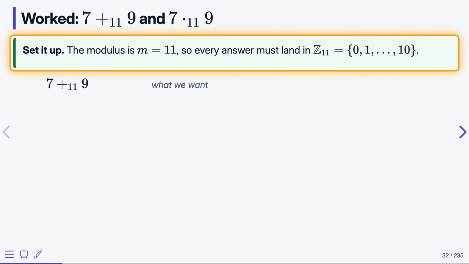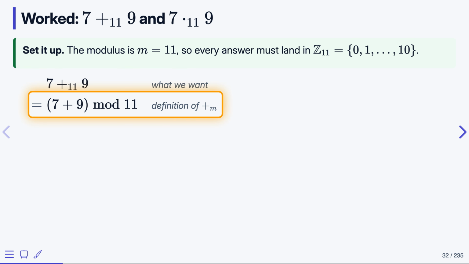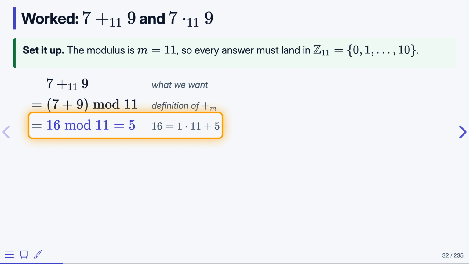Set it up. The modulus is 11, so every answer must land in the set 0 through 10. Line 0: we want 7 plus sub 11, 9. Step 1. By the definition, that is 7 plus 9, then mod 11. Step 2. 7 plus 9 is 16. 16 mod 11 is 5, because 16 is 11 plus 5.